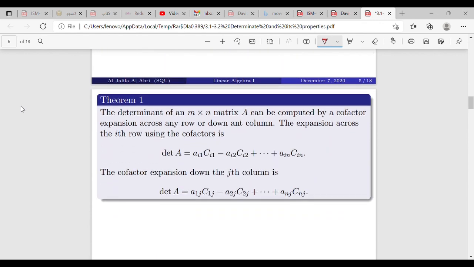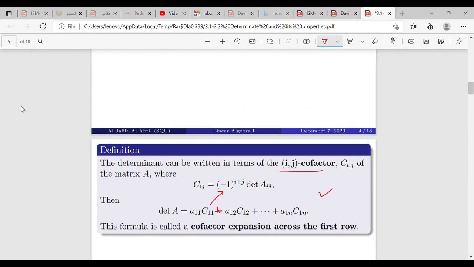Now we have Theorem 1: the determinant of an m by n matrix A can be computed by a cofactor expansion across any row or down any column. The expansion across the ith row using the cofactor is given by this one through the rows, and this one through the columns. The method doesn't differ when I use cofactors.